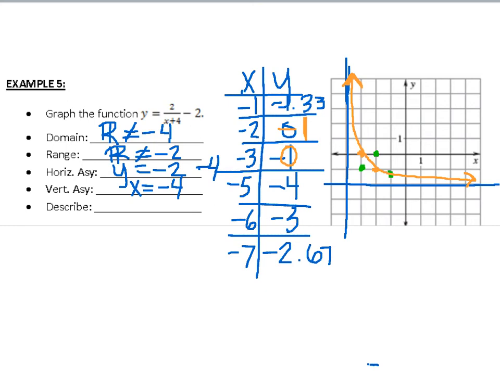And then on the other side of my graph, -5, -4 will be right about here. -6, -3 would be right about here, and we're pretty much off the graph, so I'm just going to draw this in here. So looking for my stretch or shrink, normally if this is where my asymptotes meet, my parent function would come right here. So I've got this stretch of 2. So to describe it, I'm going to say a stretch of 2. And then I also have to say that I moved left 4 and down 2.